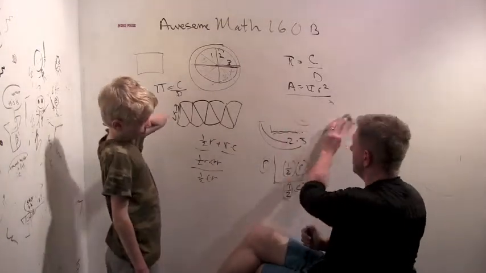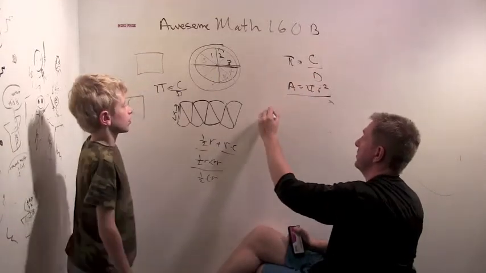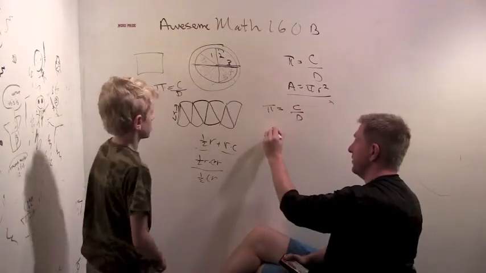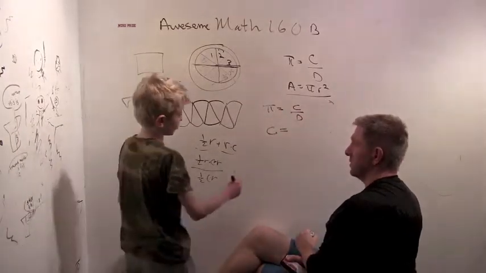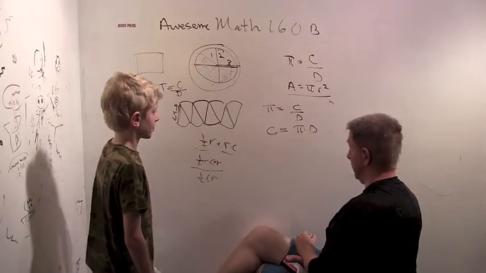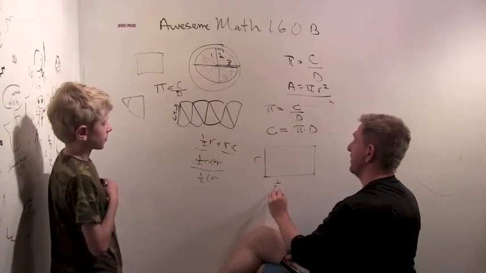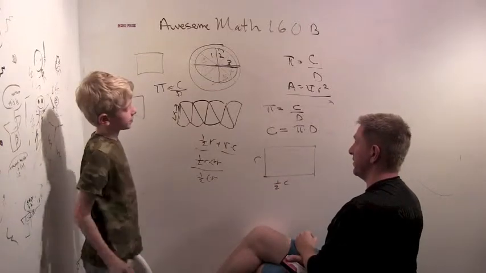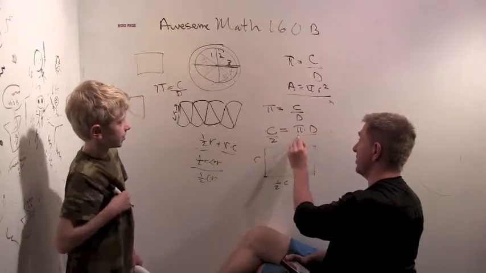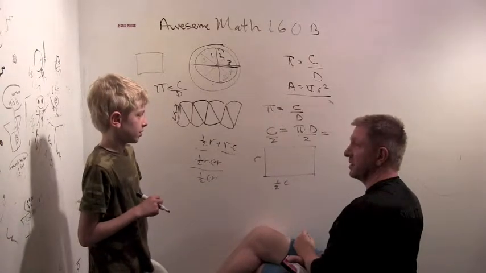So how can I manipulate this formula here to give me some information about the circumference? Pi equals the circumference divided by the diameter. So what does the circumference equal? The circumference is pi times the diameter. Very good. So going back to our rectangle here, what we're hoping for is the radius and 1/2 the circumference. Well, what's the circumference divided by 2? Circumference divided by 2 is pi times the diameter divided by 2. How does that simplify?